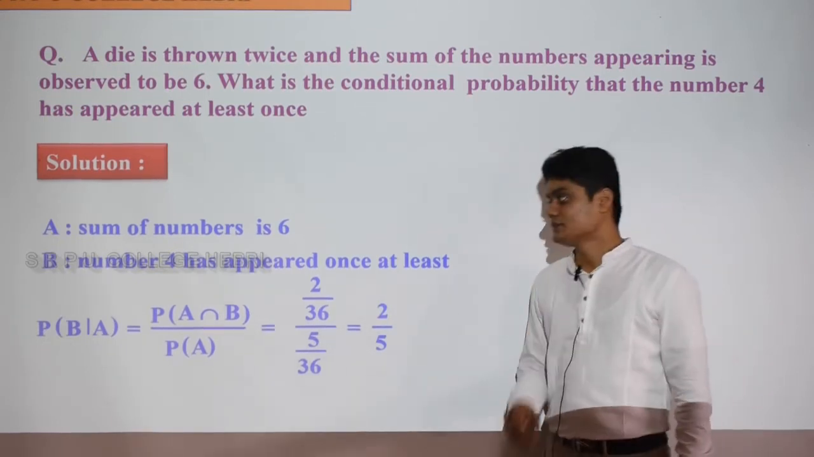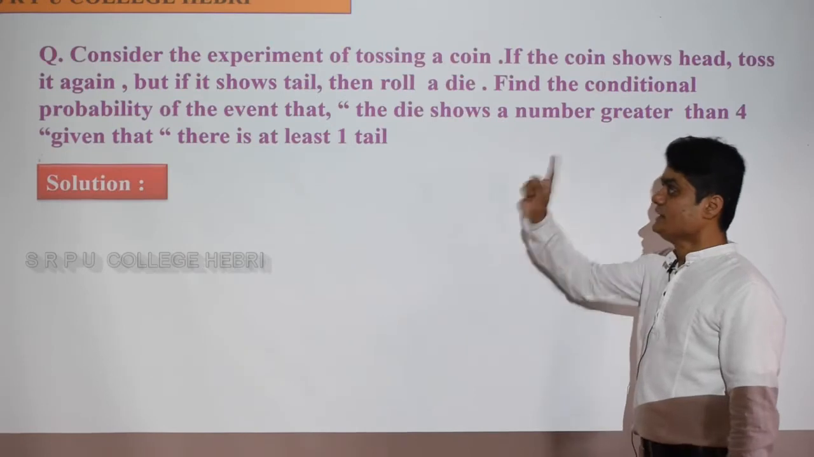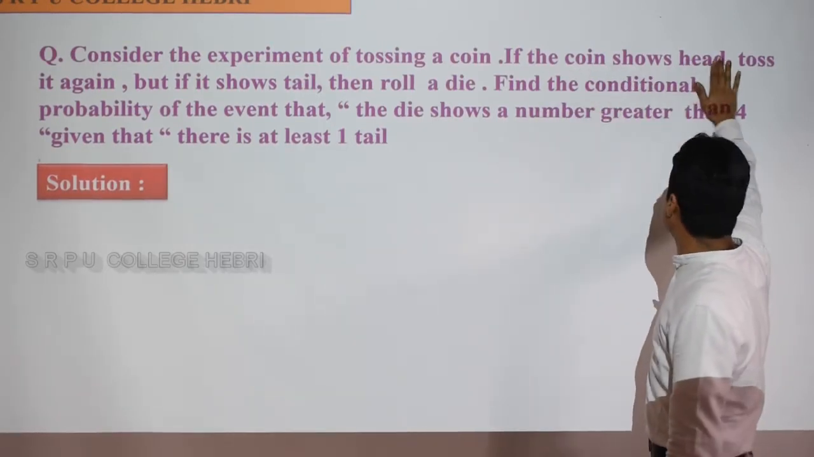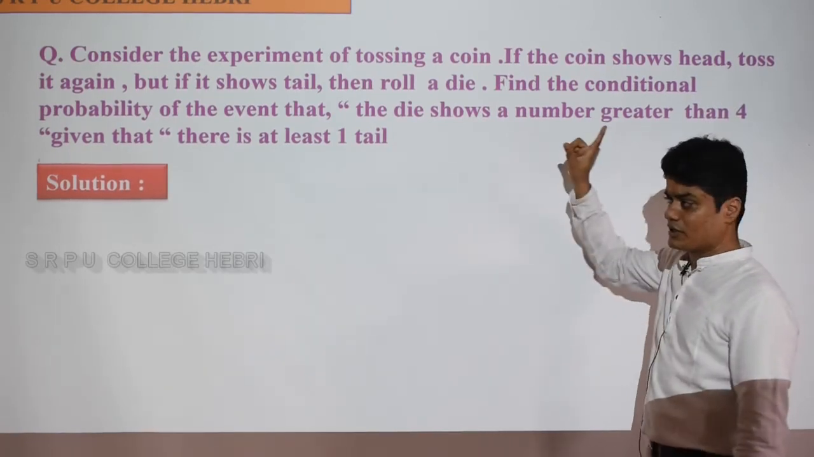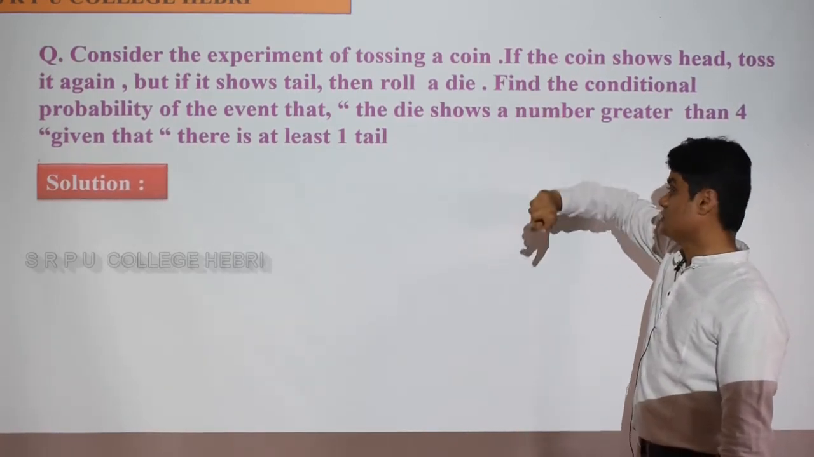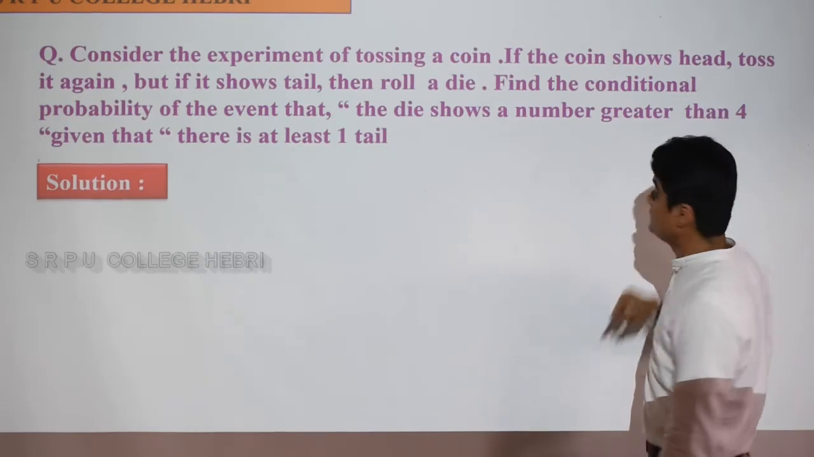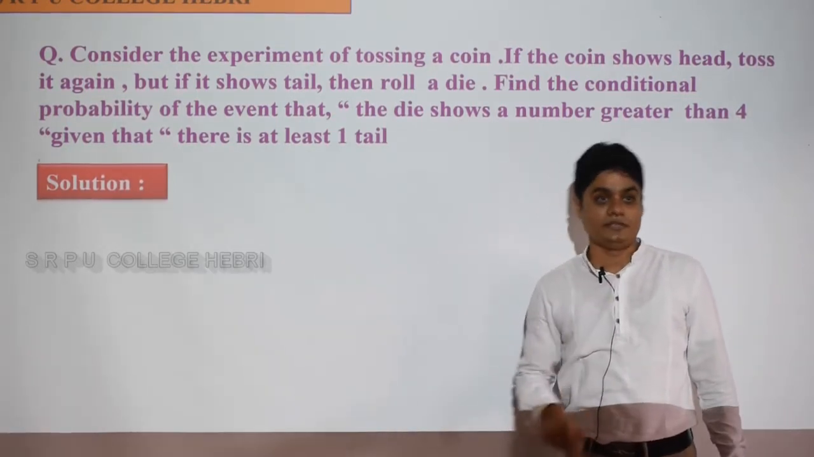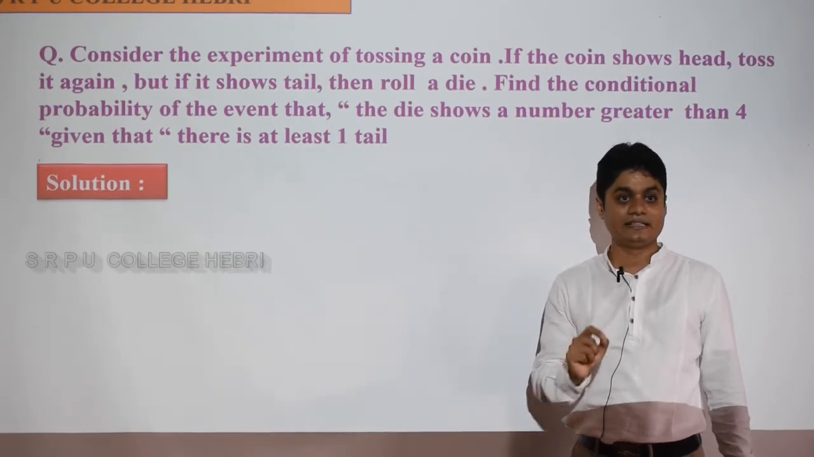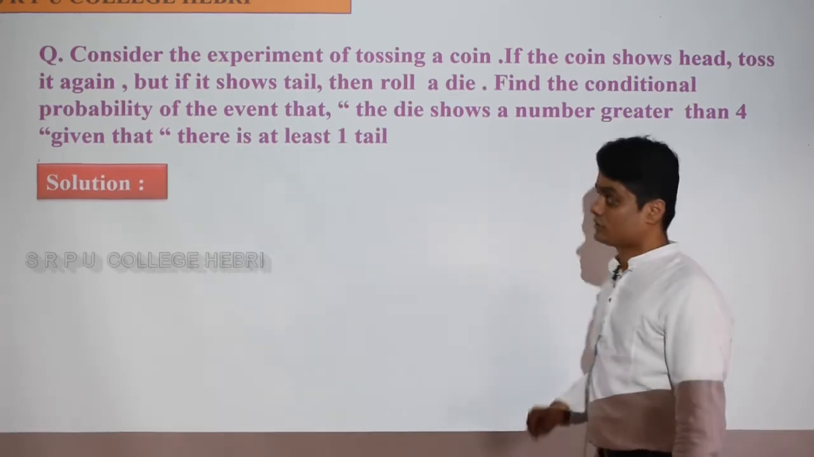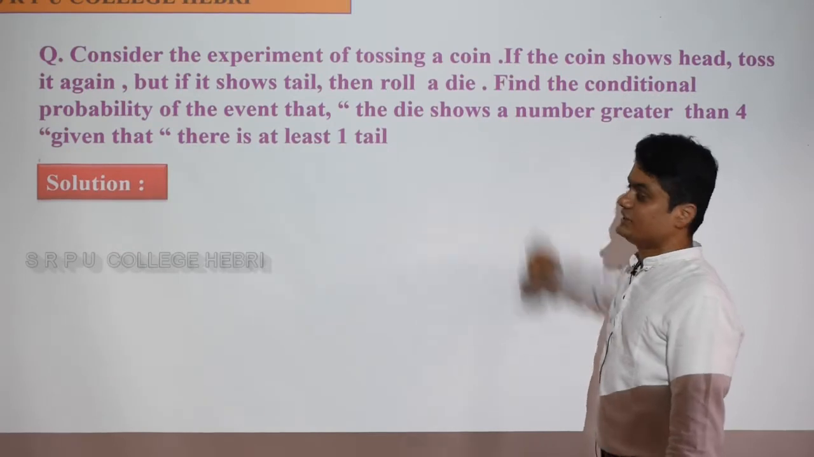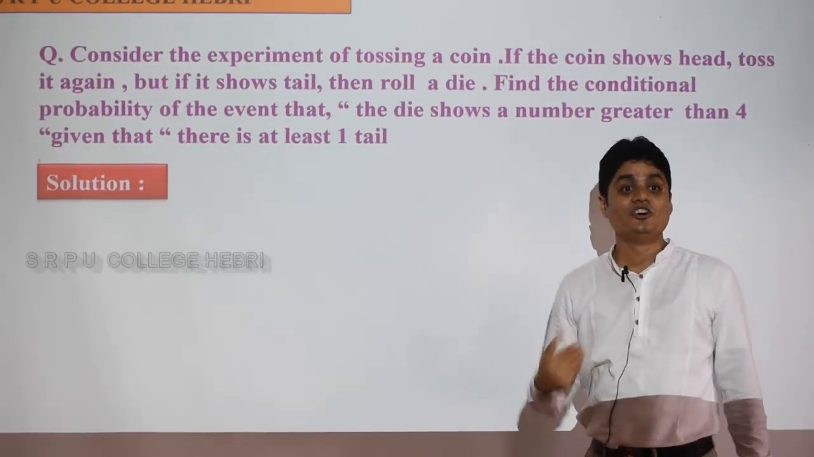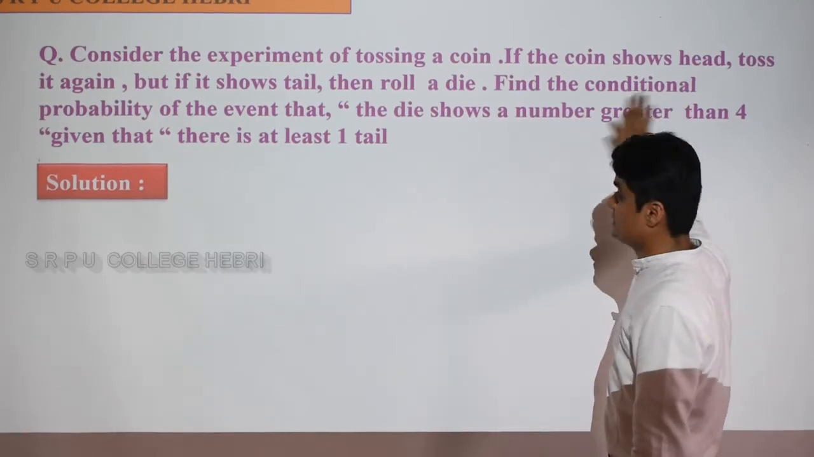Okay, so I'll continue to the next one. Consider an experiment of tossing a coin. If the coin shows head, it is a little complicated, so observe carefully. We toss a coin. If the coin shows head, then toss it again, the same coin. But if the coin shows tail, then roll a die. Find the conditional probability of the event.